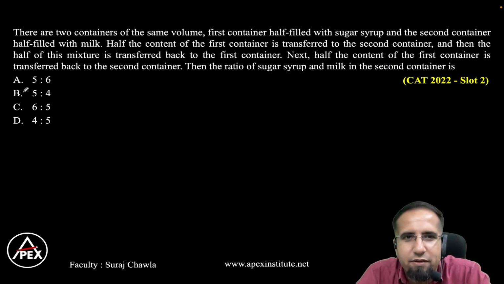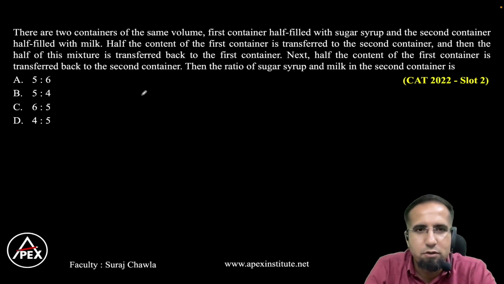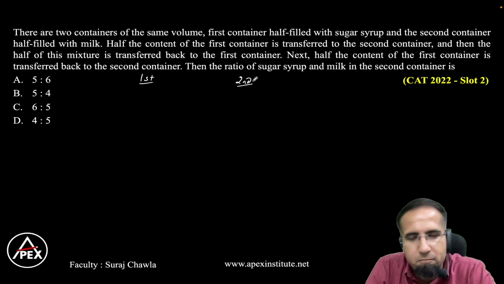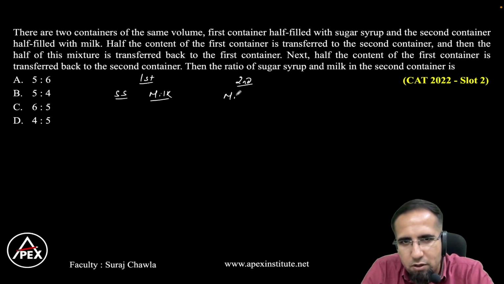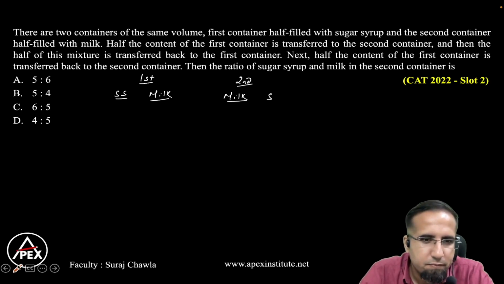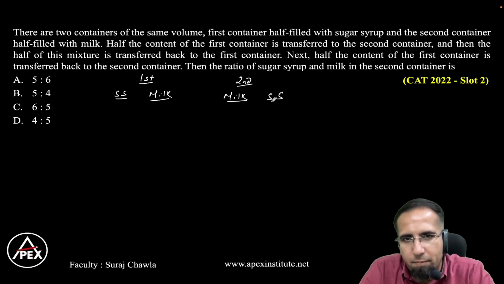Now there are two containers of the same volume. The first is half filled with sugar syrup and the second is half filled with milk. Okay. So let's talk about the first container and the second container. So we are talking about sugar syrup and milk. Again, the question is talking about transferring. So this has milk and sugar syrup, that is SS. So let's not get confused there.